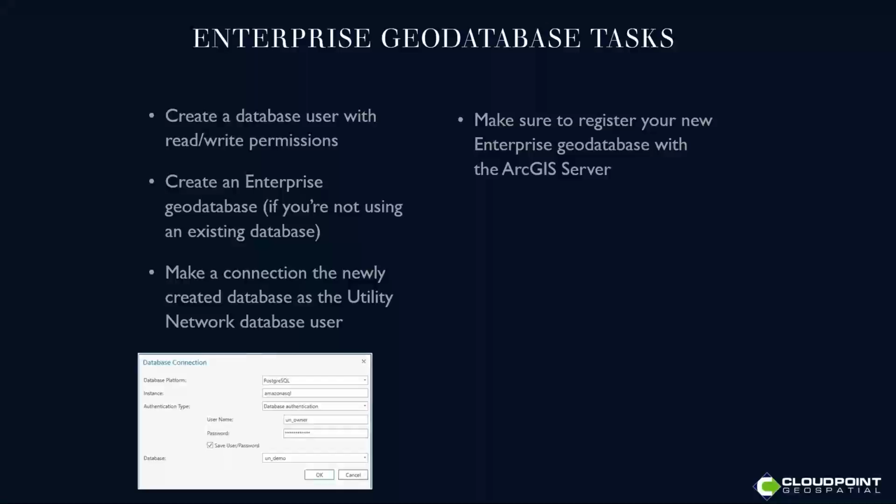After you have your enterprise geodatabase and the new utility network database user, you're going to make a connection to the database with that user. The utility network dataset has to be created with that designated user. Also, just make sure that your database is registered with the ArcGIS server.